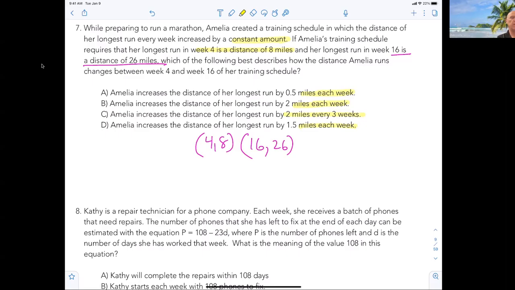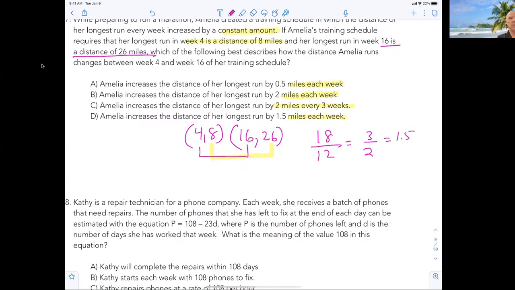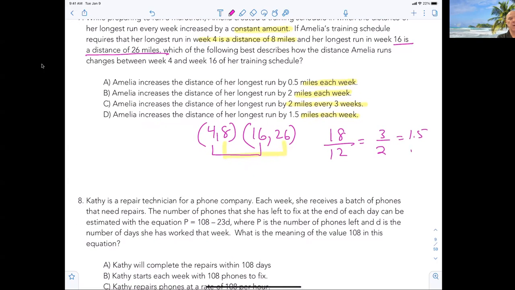But since they're talking about miles each week, I'm going to see how many miles I increased every week. So I went from 8 to 26. That means I increased by 18 miles. And then that took me 12 weeks. So that means if I divide by 6, that gives me 3/2. So 3 divided by 2 is 1.5. So that means I increased by 1.5 miles every week. That's why the correct answer was D. All right. Everybody happy with that?